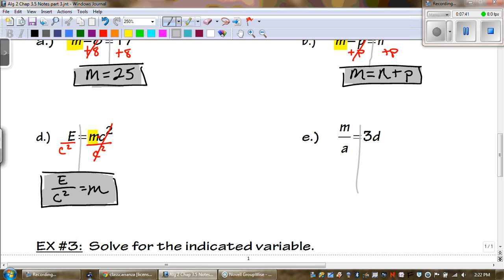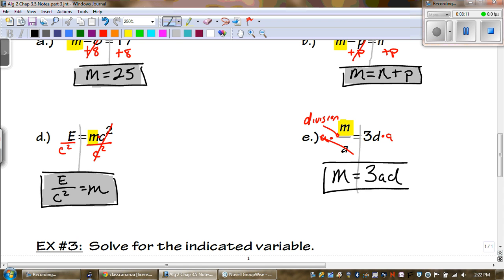All right, E. There's my m. What operation is happening to the m? Well, it's being divided. Remember that that bar means division. And to get rid of division, we multiply. Okay, so the m is all by itself. And remember we write the variables in alphabetical order.